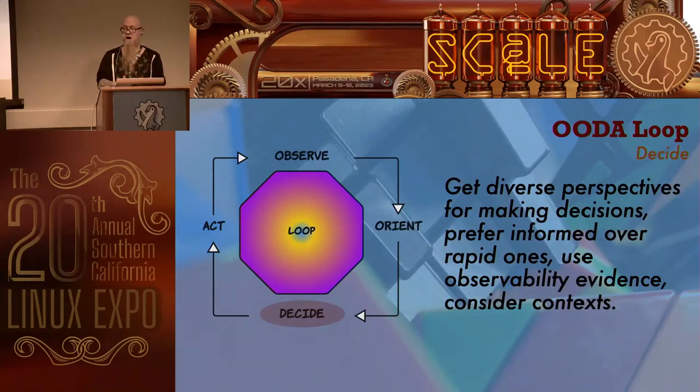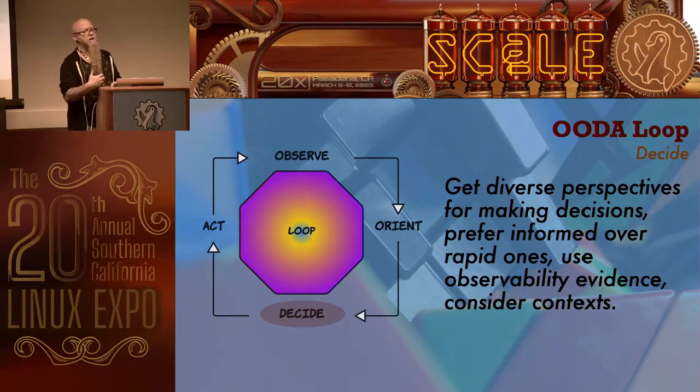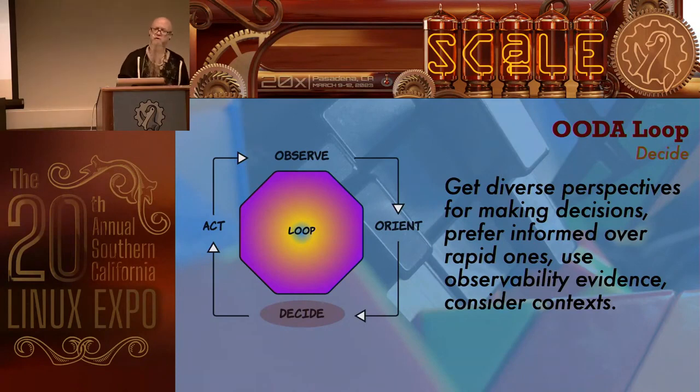So when we decide, like I said before, get diverse perspectives. Prefer informed decisions over rapid ones. This is where you can pull in more of your observability evidence and see, well, if we want to go that way, look at this, we may have to consider that. If we make this decision, we have to consider this. This is that point where you're trying to make these smart decisions in the middle of an incident. And sometimes you won't be able to make a smart decision. You're just going to have to make a decision.